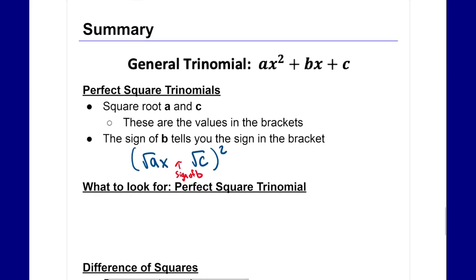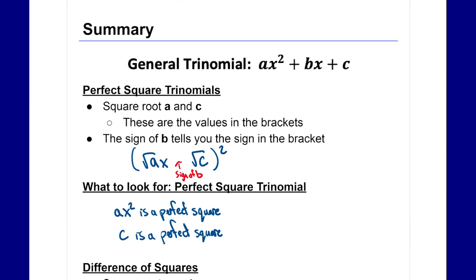Now, what to look for? What do we want to look for? How do I recognize a perfect square? Right, so there's a couple things that we have to look for, but the main thing is ax squared is a perfect square. C is a perfect square.